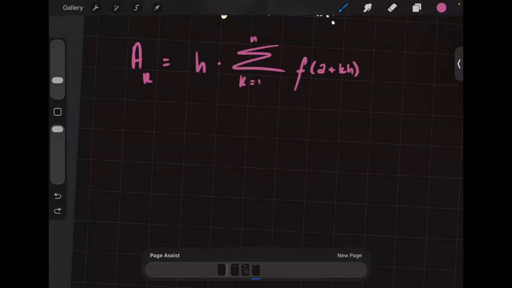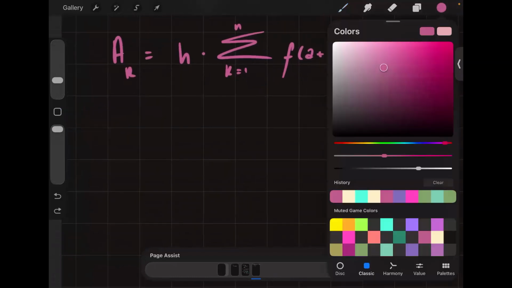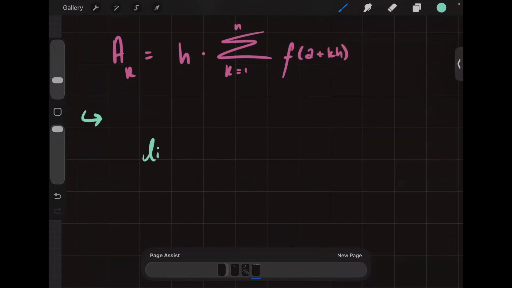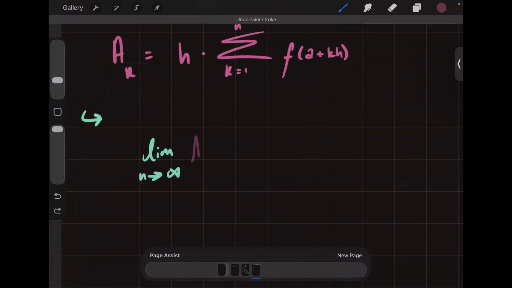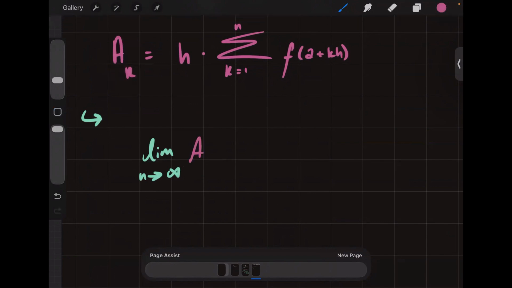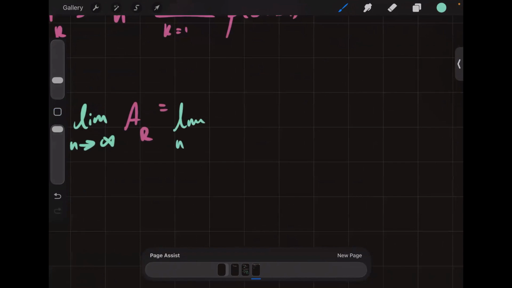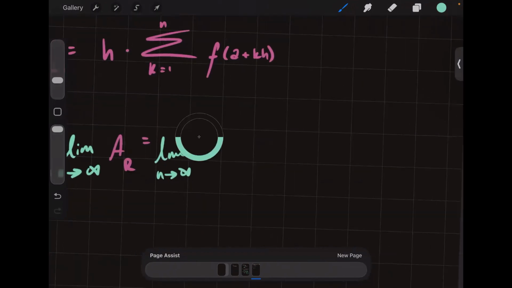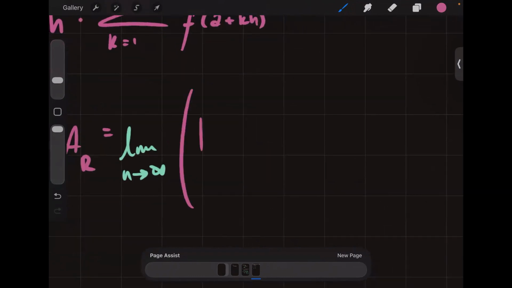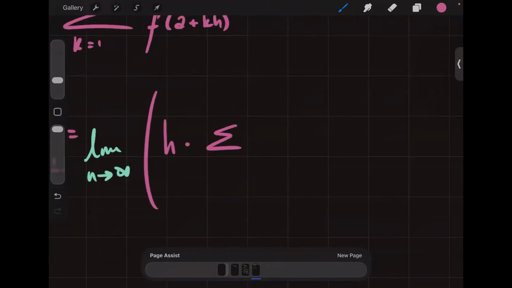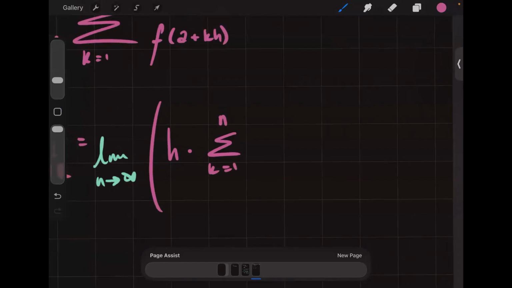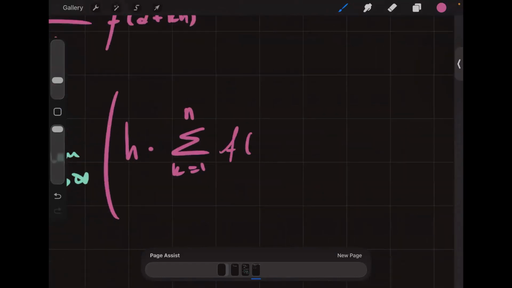Well, if you put the limit notation in, you say the limit as n approaches infinity of A sub R is equal to, well, if you take the limit on the left, you have to do it on the right. The limit as n approaches infinity of h times the sum from k equals 1 to n of f of a plus kh.